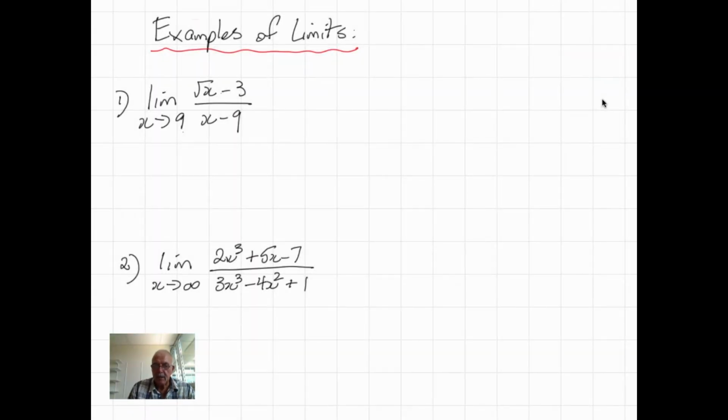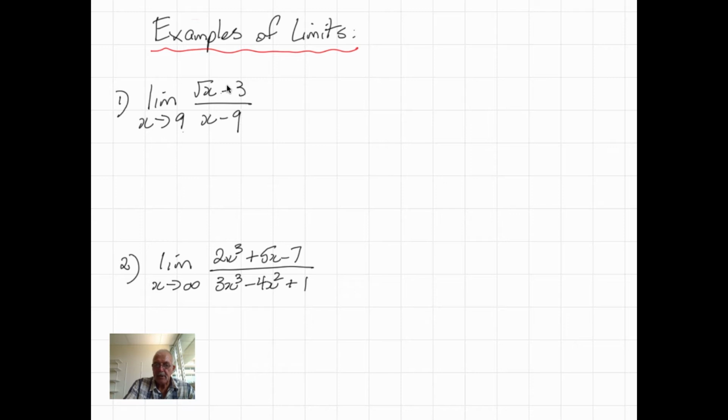Examples of calculating limits. We'll work through them one at a time. We want to find the limit as x approaches 9 of root x minus 3 over x minus 9. So our first strategy is just to see if we can substitute straight in. If we put x equals 9 in there, we're going to get division by 0.